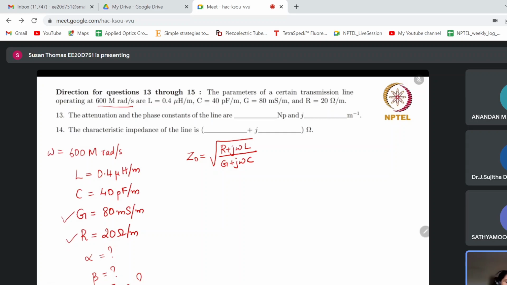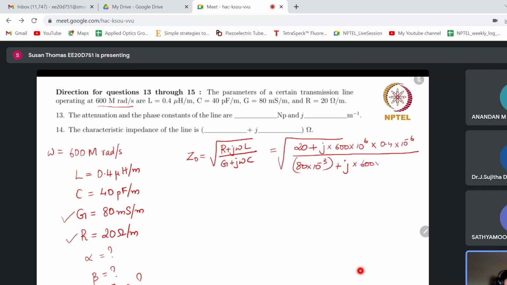So this is omega, square root of 20 plus j into 600 into 10 power 6 into L, which is 0.4 into 10 power minus 6, divided by G, which is 80 into 10 power minus 3, plus j into again omega C. So 600 into 10 power 6 into C will be 40 into 10 power minus 12.